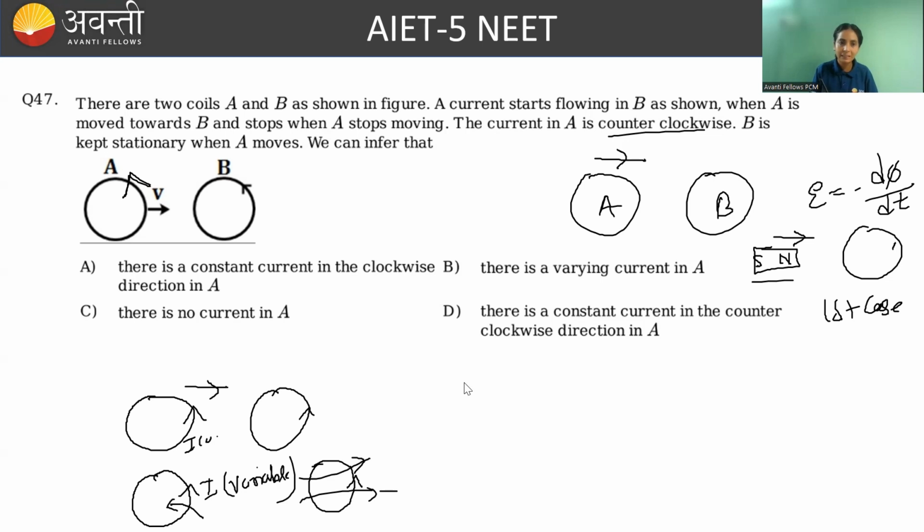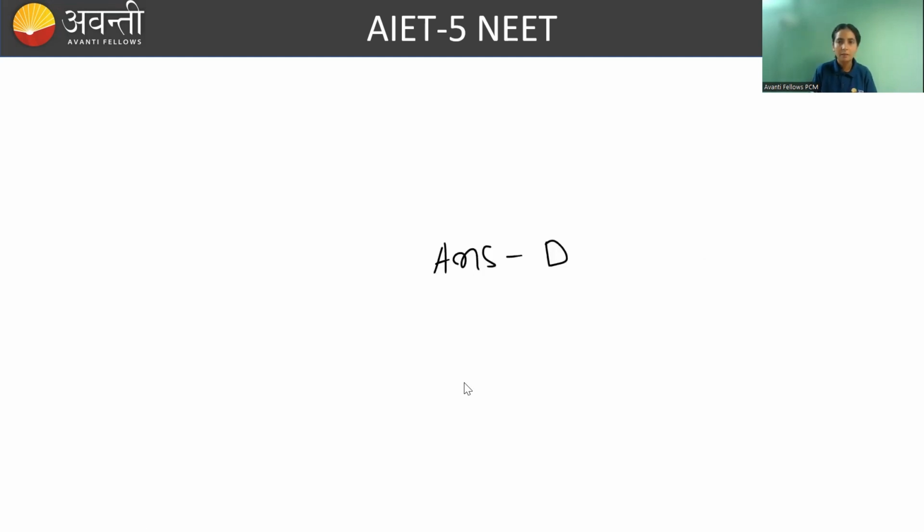So for variable magnetic flux, if current is constant, we need to move the coil. If current is variable, we don't need to move the coil. Here, if we are not moving the coil, current is not flowing in B. It means A has constant current flowing in it. So the correct option will be: there is a constant current in the clockwise direction in A? It is given in the question that current flowing is in the anti-clockwise direction, so this statement can't be true. There is a variable current in A? No. There is no current in A? No. There is a constant current in the counterclockwise direction? Yes. So this is our answer.